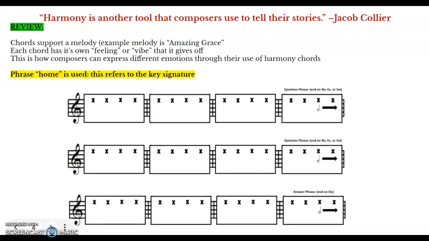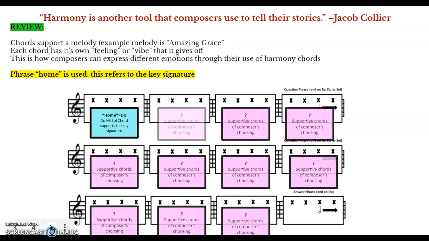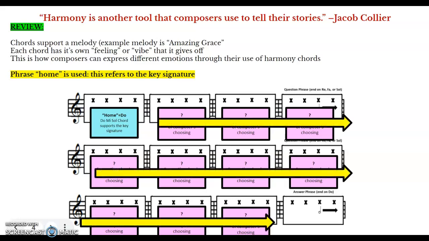The phrase home is used, and this refers to the key signature. You always start at home when you start a song or go on a trip. And so the home chord is the do chord, the 1 chord. It supports the key signature. Then we have supportive chords that the composer can choose throughout. And we always end up in the same place we started. We always end with the home chord, the do chord.